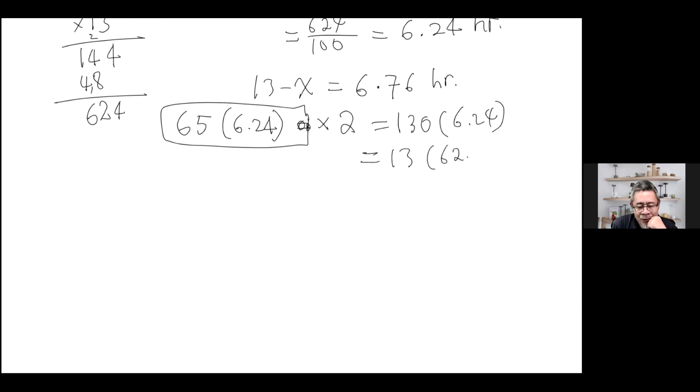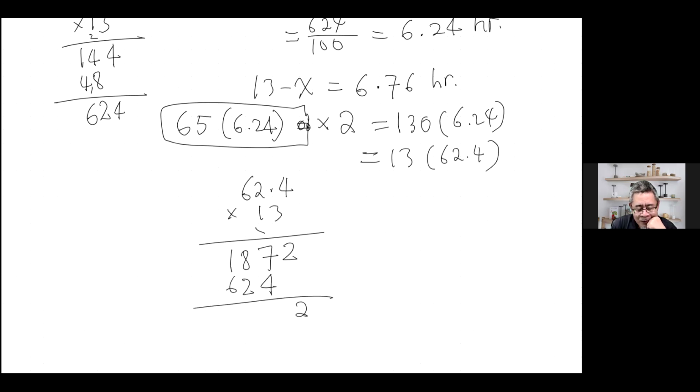Now 62.4 times 13. We get 3 times 4 is 12, 3 times 2 is 6, plus 1 is 7, 3 times 6 is 18, and so on, and that gives us 811.2 miles. So that's how we find out the total distance.